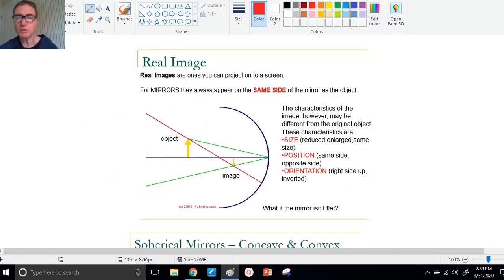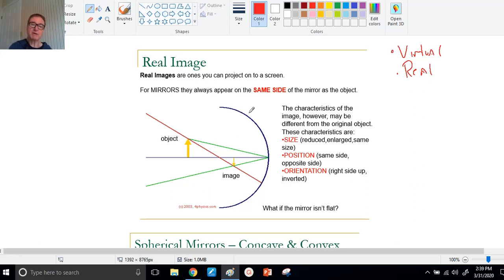So I talked about a virtual image, and there can be virtual images, but there can also be real images. So we can have virtual, we can have real. So when do we get a real image? Well, for a mirror, when the image is on the same side of the mirror as the object, then it is a real image.